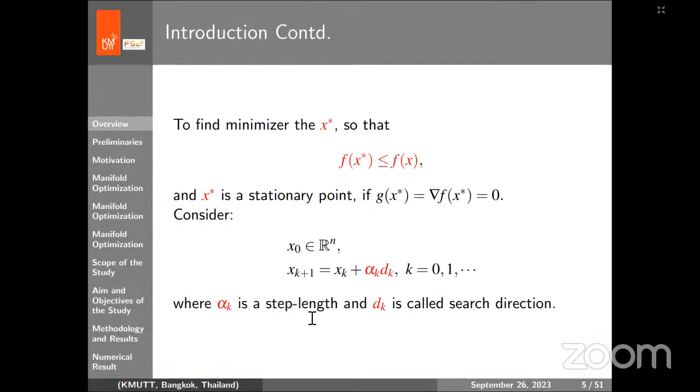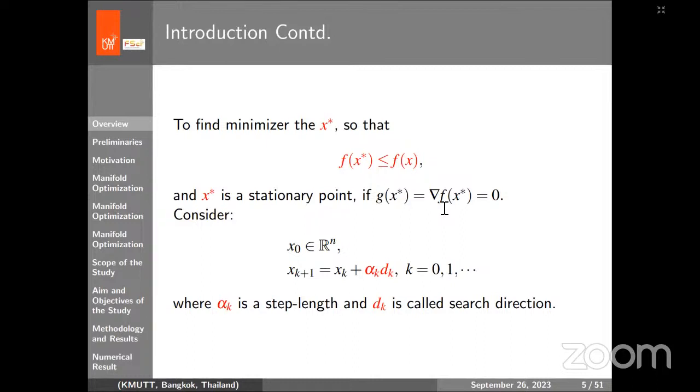So our aim in solving this problem naturally is to find X star, that is the minimizer, such that this property holds, meaning that the function value at the current iterate is less than or equal to the function value at the previous iterate. The X star that fulfills this condition is normally called a stationary point. And if the gradient of the function vanishes at this point, then we have the minimizer of the given problem.